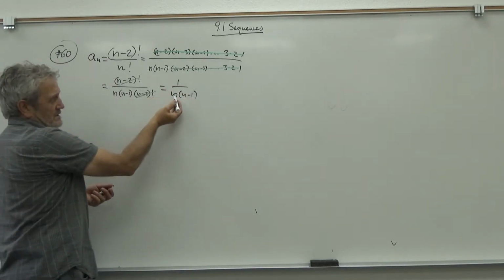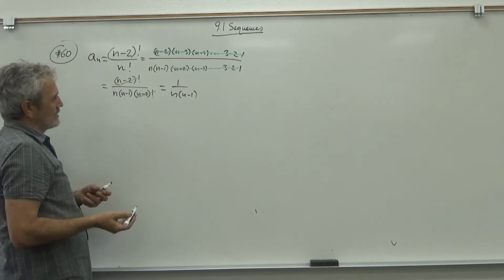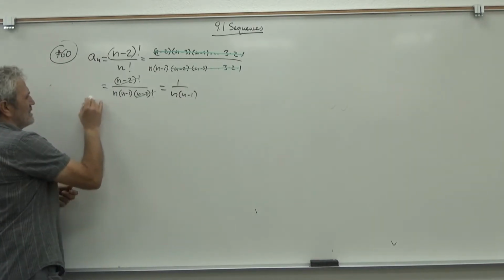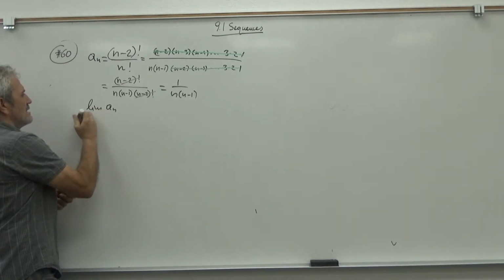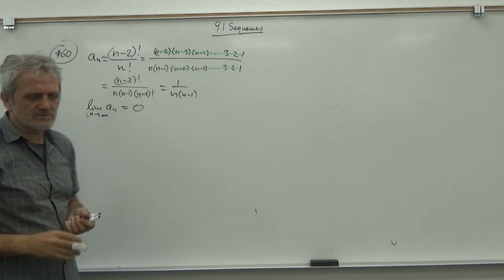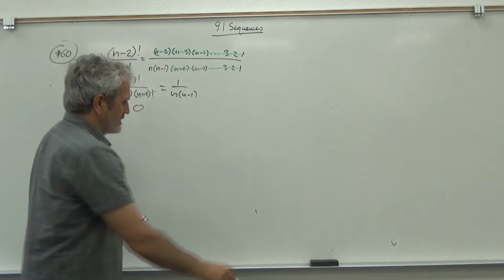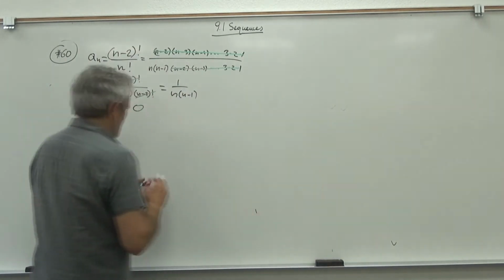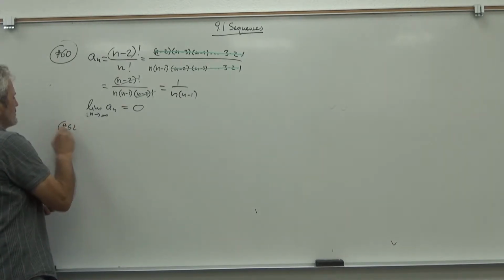And obviously, when n goes to infinity, you get huge numbers in the denominator. 1 over those big numbers approaches 0. So we get the limit of a_n when n goes to infinity is 0. So this was fairly simple. And one more problem where we just need to be careful. It's fairly simple. Number 62.